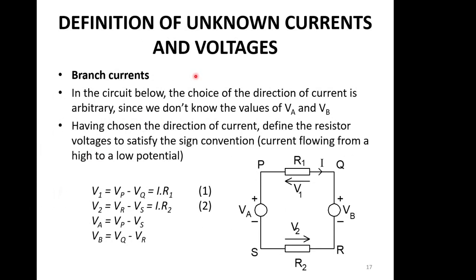So the definition of unknown currents and voltages. Branch currents. A branch current is current flowing through a branch. Remember, a branch is an element with two wires attached to it.